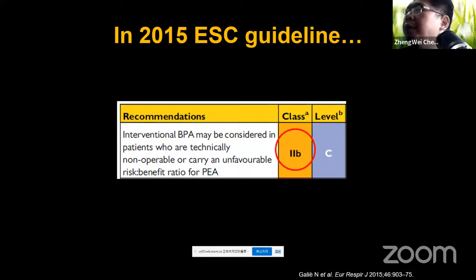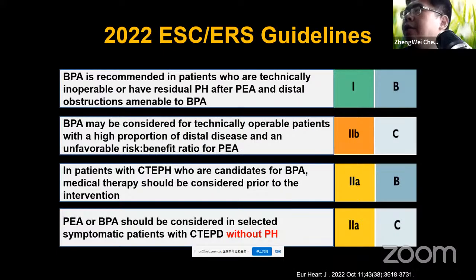So how can we see the change in the guidelines? In the 2015 ESC guideline, BPA remained a class 2B indication. But now in the latest 2022 ESC guideline, BPA has been escalated to a class 1 recommendation in inoperable CTEPH patients or those with residual pulmonary hypertension after PEA.